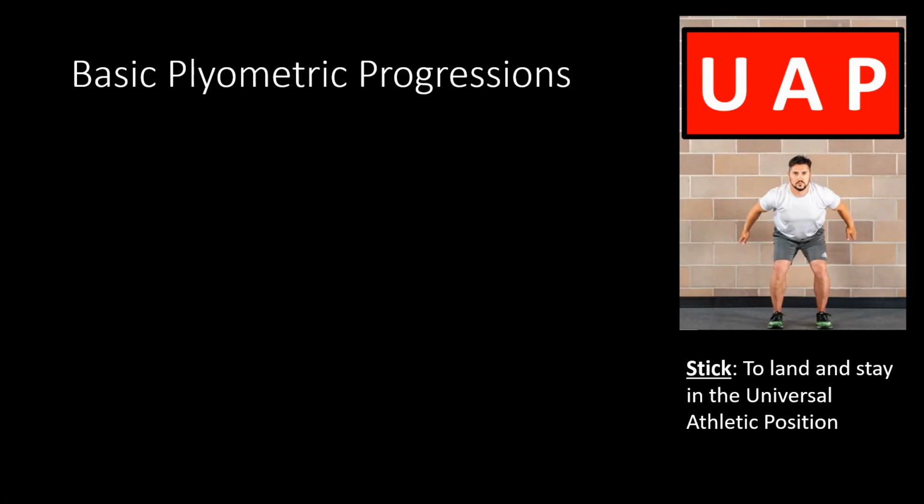Our primary plyometric progressions will start, I'll take you through some videos, but they all come back to a stick in the universal athletic position so that we can ingrain that movement pattern within our athletes. So the first one is toes to stick. This is where the athlete moves up onto their toes and drops into the universal athletic position. This is the lowest load. It's the slowest moving, and it's forcing us to ingrain this universal athletic position.